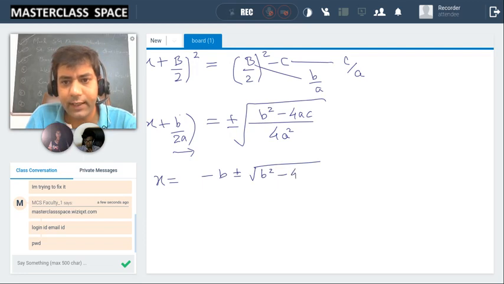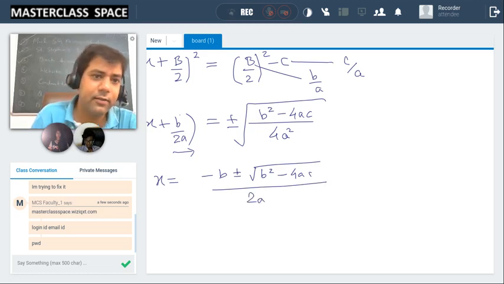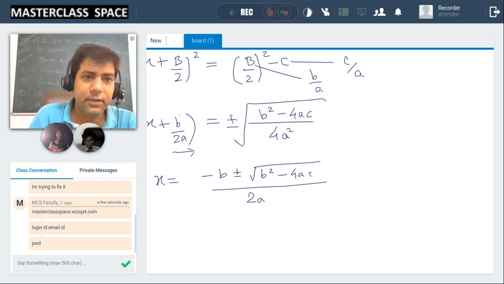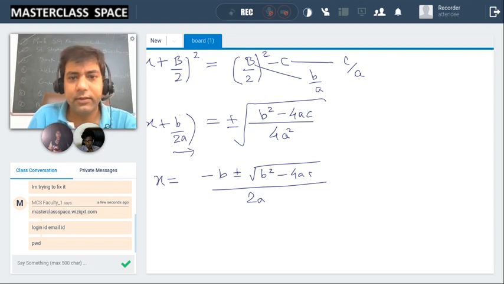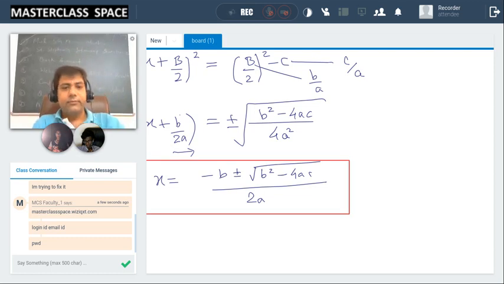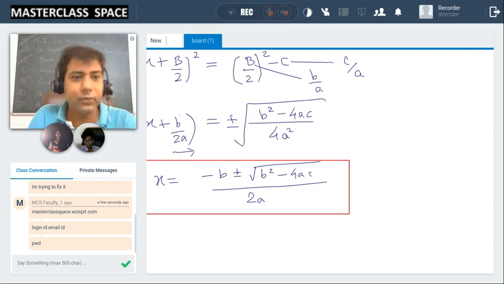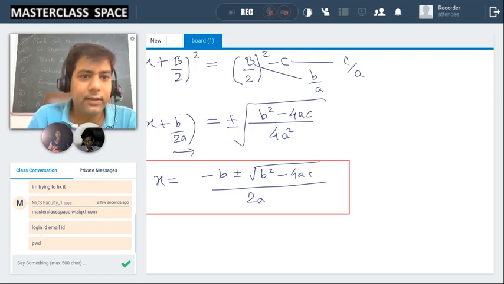You don't even have to. I can take the common denominator because even below b, it was 2a only. And what is this, my dear friend? The quadratic formula. Isn't it a derivation? Got it? So the completing square method is this one.